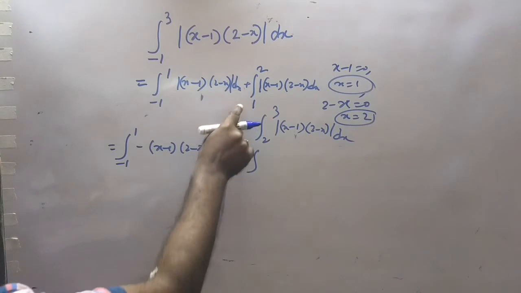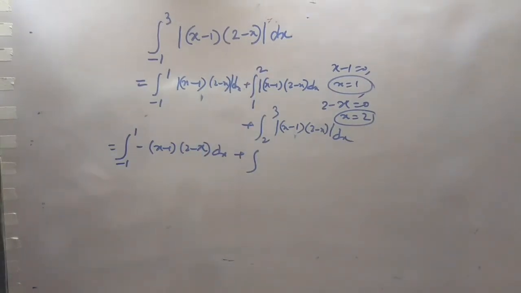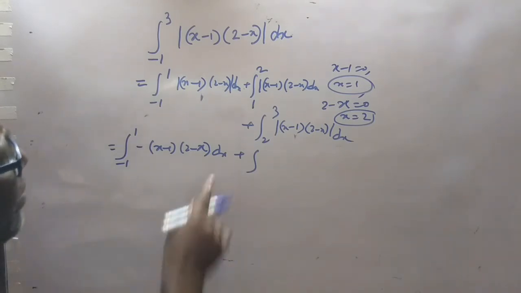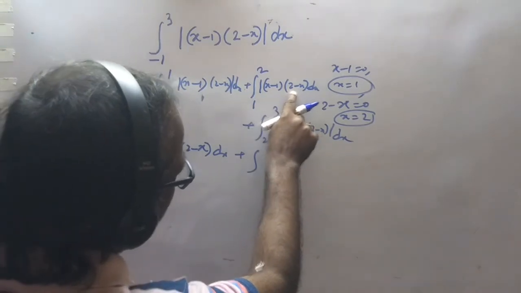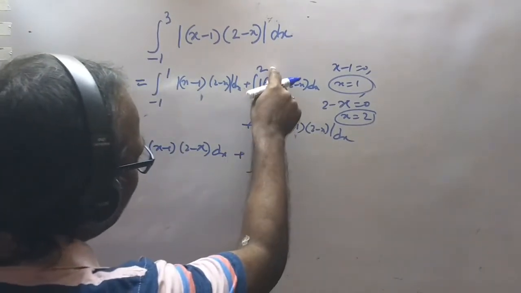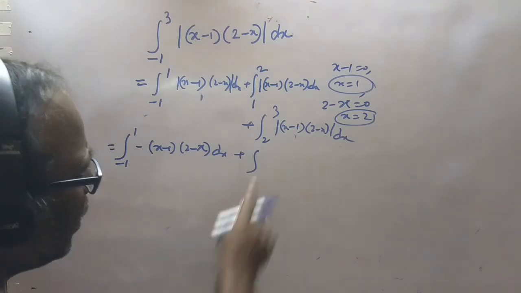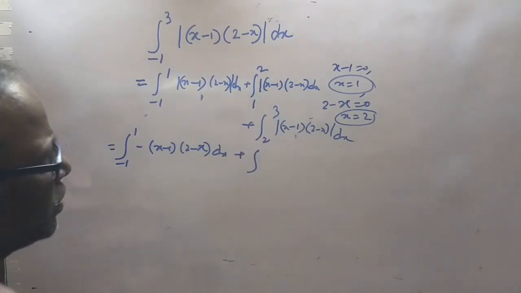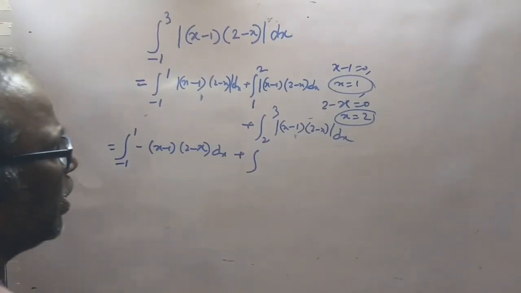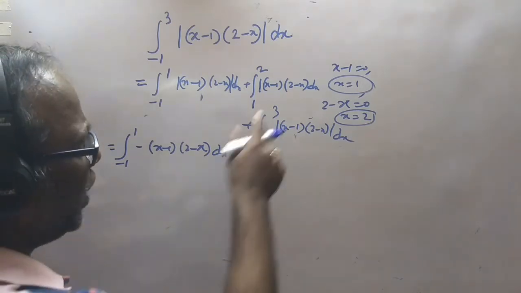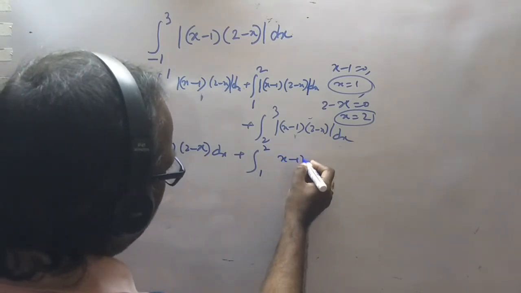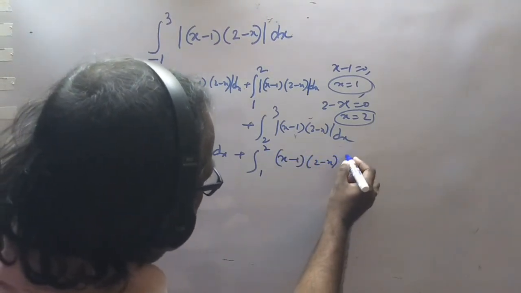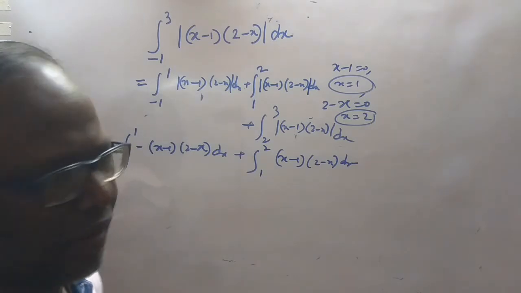Now see here, 1 to 2. In between them, if we take a value like 1.1, this is more than 1, so this is positive. Let's say again something less than 2, like 1.9. This is positive and this is also positive. So the product of x minus 1 and 2 minus x, mod of that, is positive here. So from 1 to 2, x minus 1 and 2 minus x. We have easily taken it like that, okay?